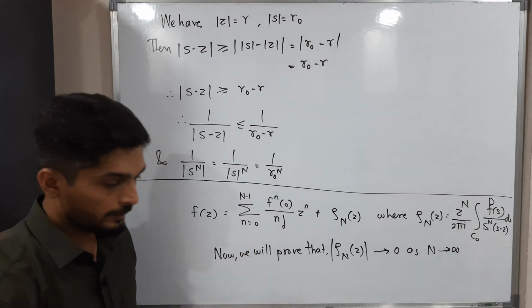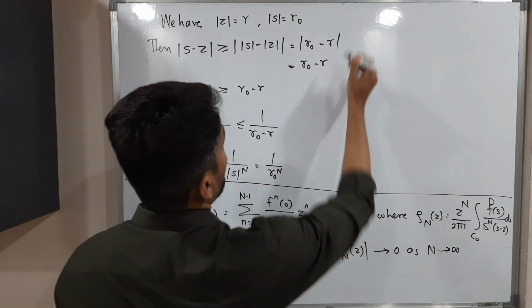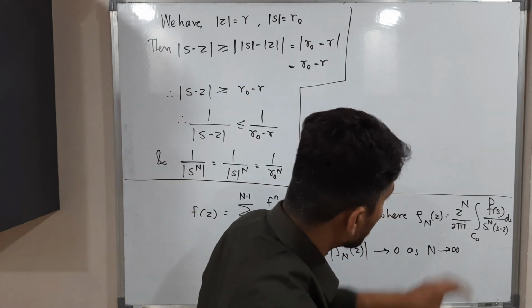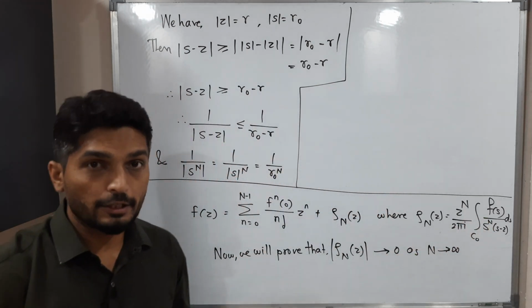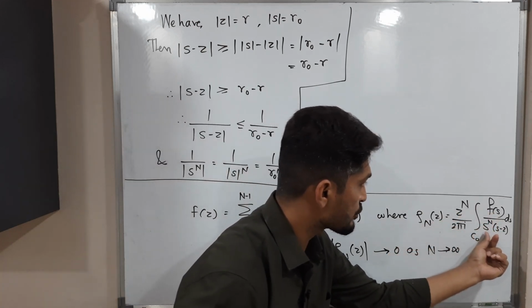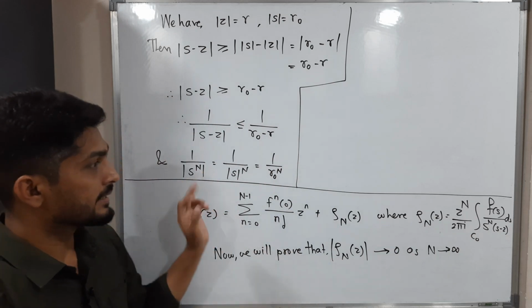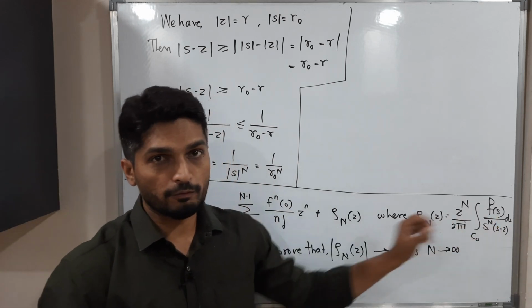So this thing we got. Let us consider one more thing. You can easily see the integration we have, and inside the integration we have f of s, s raised to n and s minus z. We have considered s raised to n and s minus z, so now it's time to consider f of s.